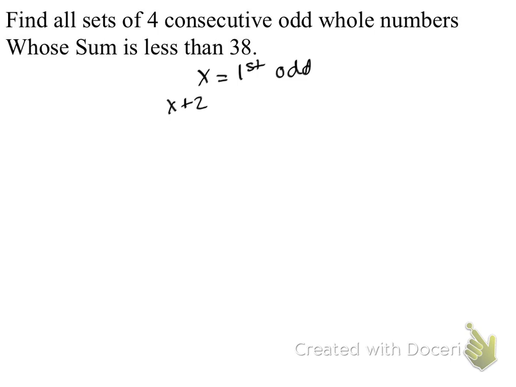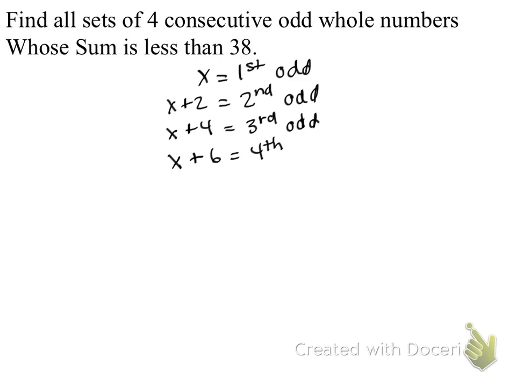Okay, what are we calling the next one, Dayasha? X plus 2. Good. X plus 4. And the fourth? X plus 6. Good. So 4 consecutive.